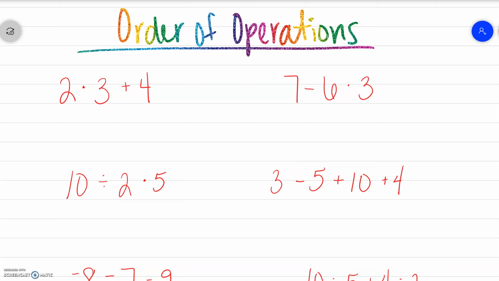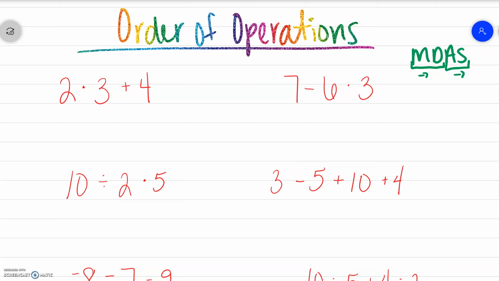Alright, so remember the order of operations. We're going to focus on just the back half. So we're not going to focus on the T and the E just yet. Remember that multiplication and division are the same order, so you work left to right. Addition and subtraction are the same order, so you work left to right. But multiplication is not more important than division.